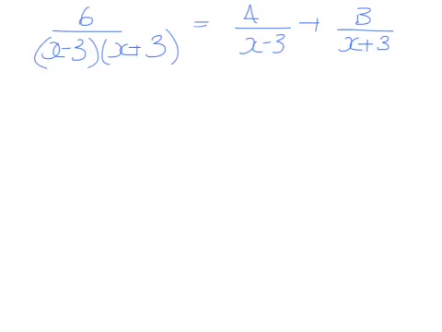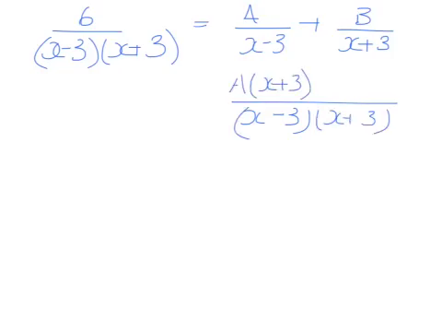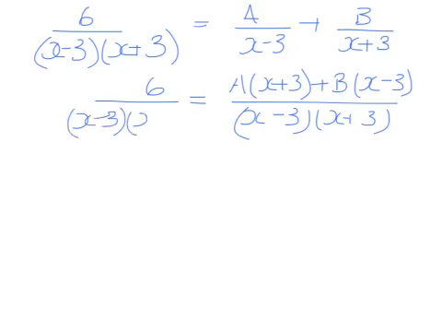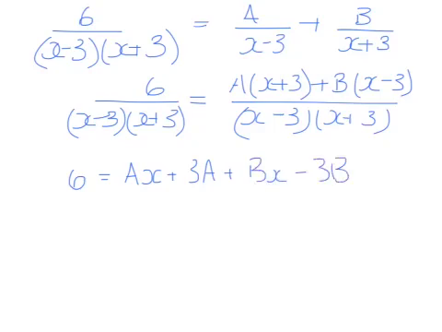Okay, well imagine we're not doing that for a minute, we're actually putting them back together. We've got x minus 3, x plus 3 as a common denominator, so A has been multiplied by x plus 3, and B has been multiplied by x minus 3, and that's equal to 6 over x minus 3, x plus 3. Okay, so 6 is equal to ax plus 3a plus bx minus 3b.